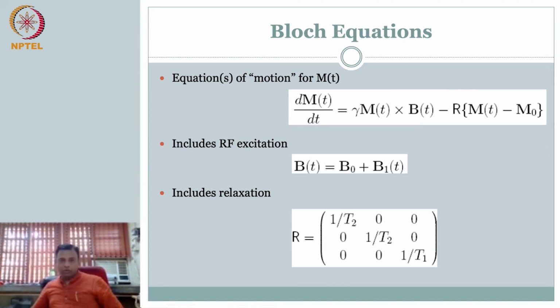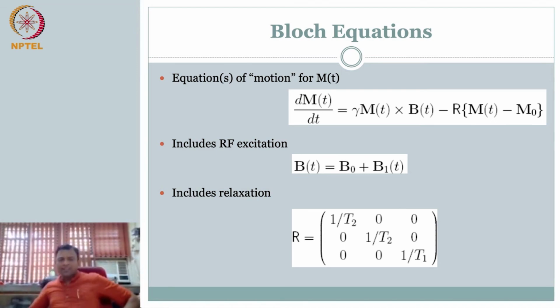We started with the magnetic field that we had, B naught. Now this B of t also includes B1 of t, right? So M of t cross B of t had this. Of course, there is a relaxation. The magnitude of the magnetization vector changes due to the relaxation. The relaxation property is captured using your T2 and T1. So this is your relaxation matrix. This is a complete set of Bloch equations which describes the motion of your magnetization vector in the presence of the static field and the applied RF excitation field.